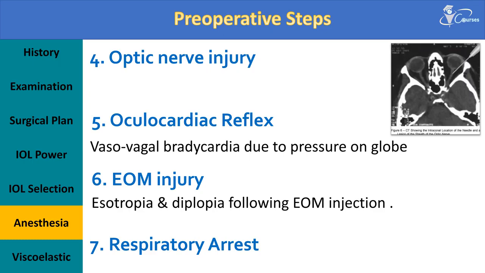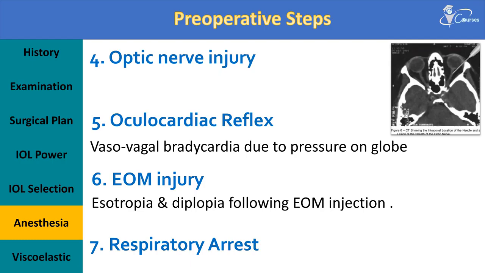Respiratory arrest can occur when you are injecting in the intrathecal or subarachnoid space surrounding the optic nerve, so that the anesthetic agent will pass into the CSF until it reaches the brainstem, causing brainstem anesthesia. This is again one of the serious complications of local anesthesia. So watch out for these anesthetic complications. They are very serious.